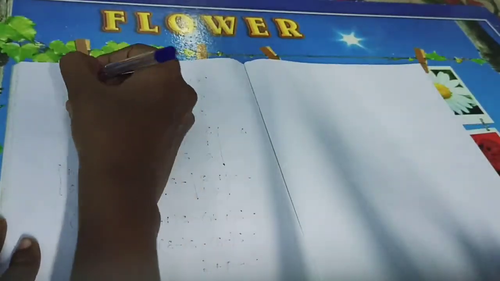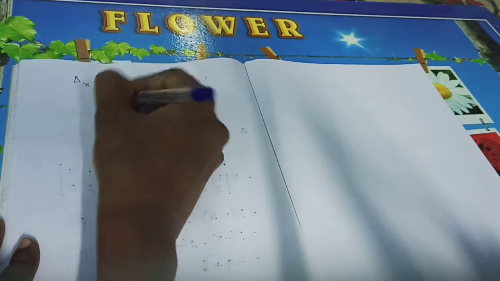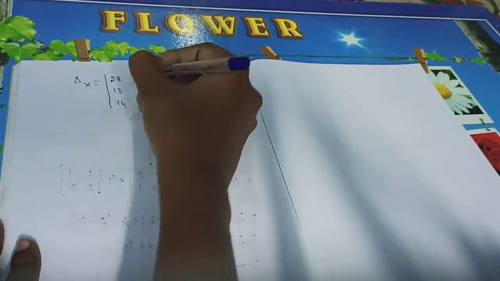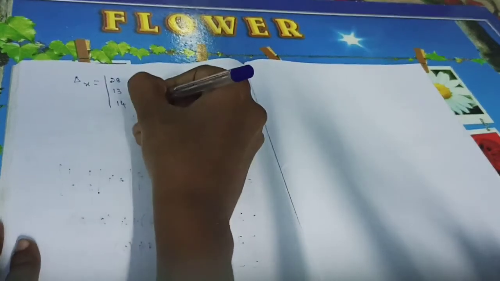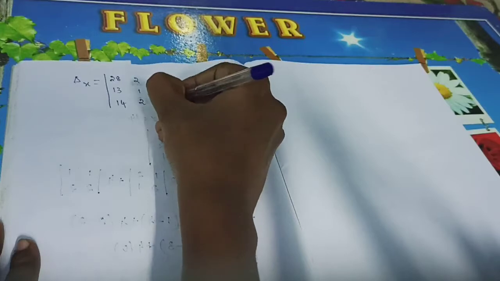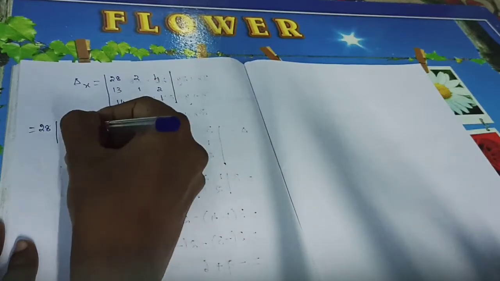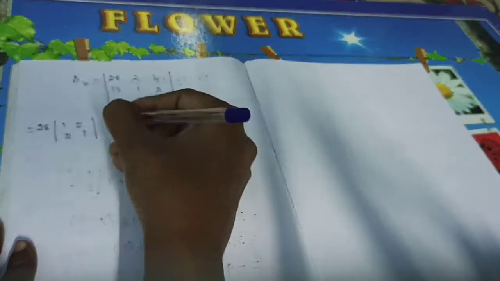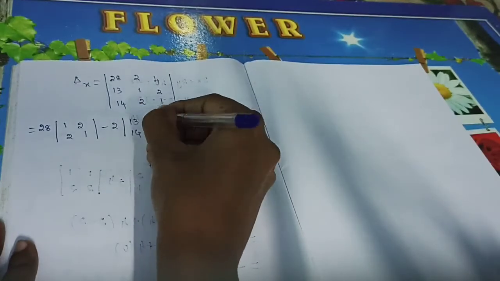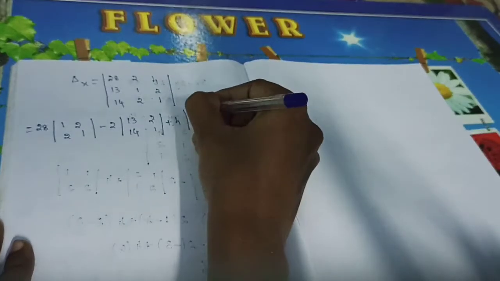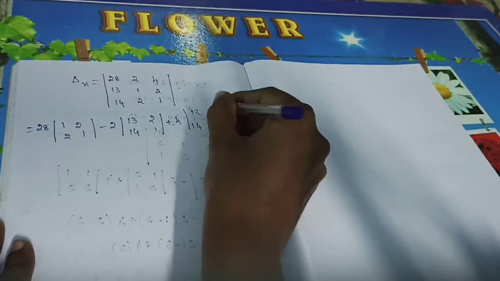Delta x means you need to bring the constants here, that is 28, 13, 14, 2, 1, 2, 4, 2, 1. Shall we find? That is equal to 28 into this, and this gets cancelled, so 1, 2, 2, 1 you will get. Same as minus 2 into this, and this gets cancelled, so 13, 14, 2, 1 you will get. Then plus 4 into this, and this gets cancelled, so 13, 1, 14, 2 you will get.